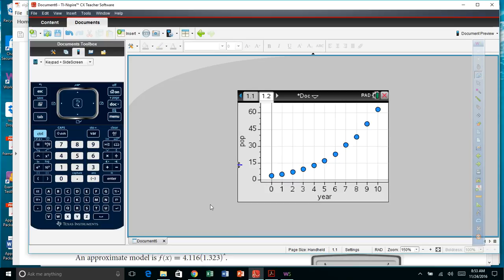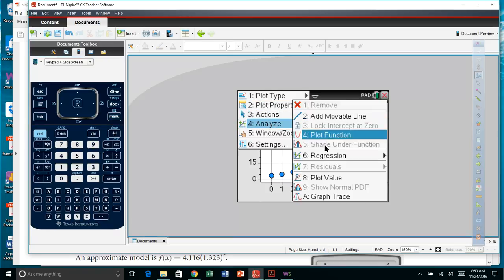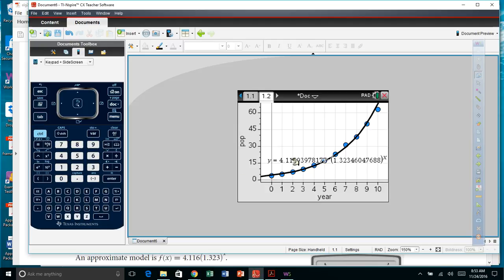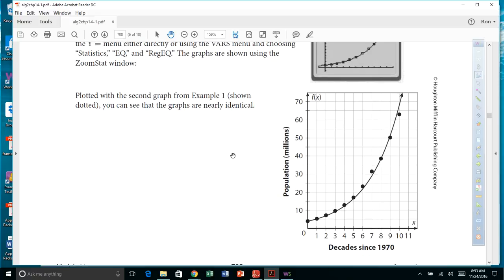What we're going to need, though, is an equation here. We're going to need a line and equation. The calculator will do that for you too. Menu 4, 6, and it's got a big curve to it, so we think it's exponential. And there it is. So your equation is going to be 4.116 times 1.323 to the x power. It gave you your exponential. All right, so it kind of looks like that.